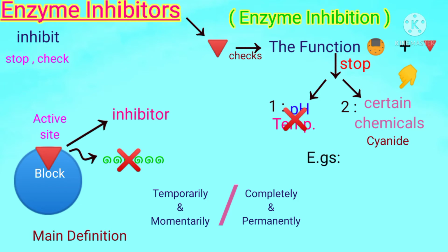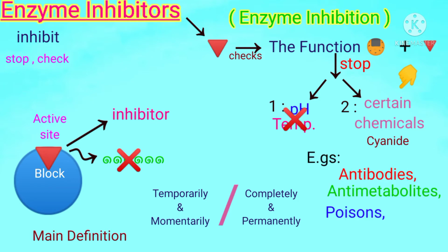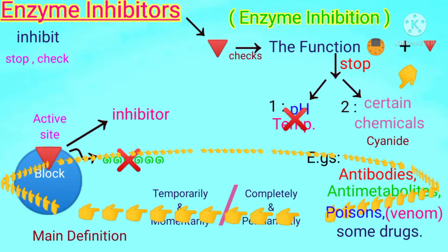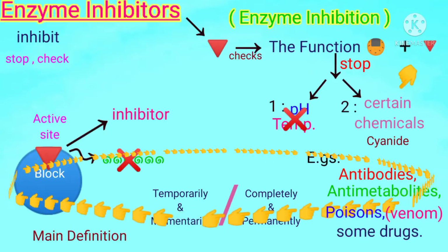Its examples include antibodies, antimetabolites, poisons like cyanide and snake poisons, whose example is venom. In addition to all these examples, some drugs can also function as enzyme inhibitors. So these are the names of some chemical agents which can stop the enzyme's activity. This is the whole definition of the enzyme inhibitor.